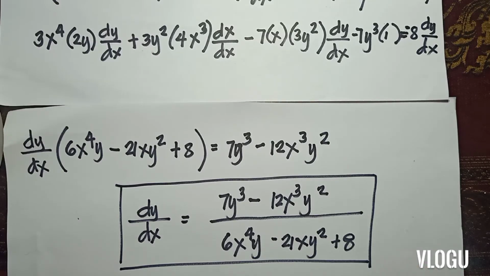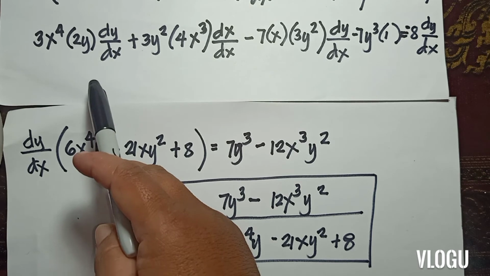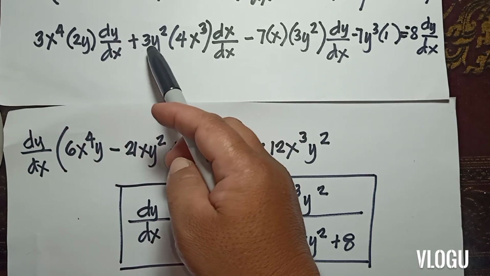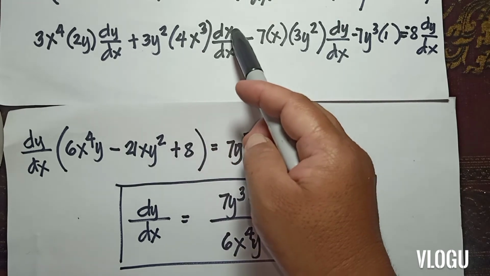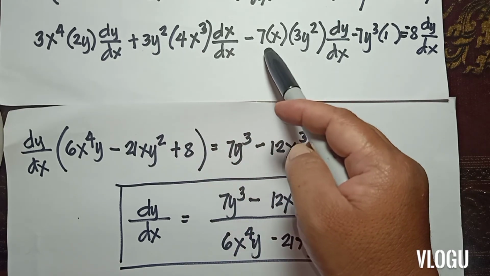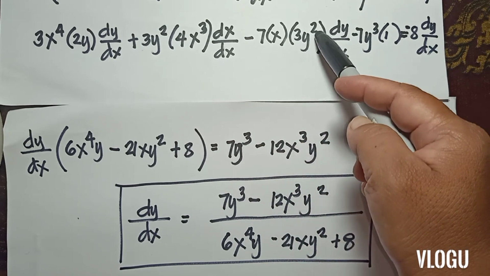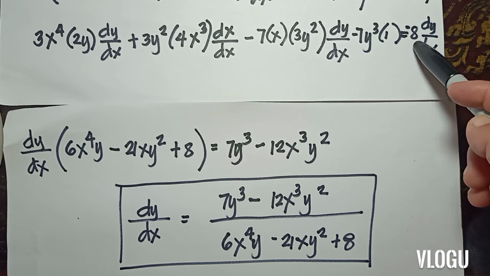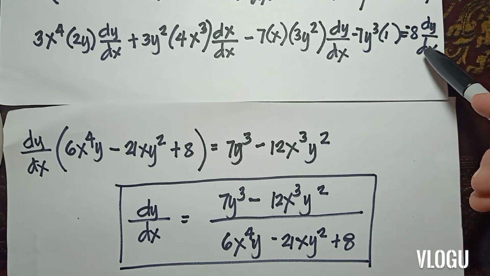So we have this one: 3x to the 4th, 2y dy/dx plus 3y squared, 4x cubed dx over dx. We can cancel this one. Minus 7x, 3y squared dy/dx minus 7y cubed, that is equal to negative 8 dy/dx.